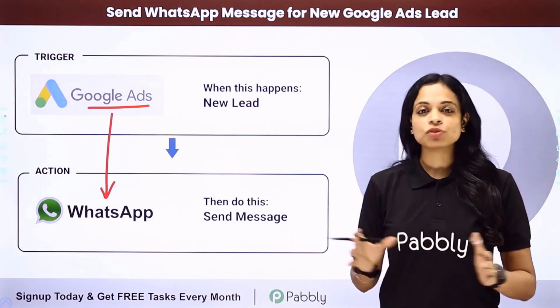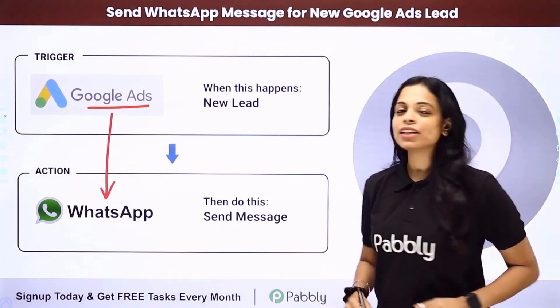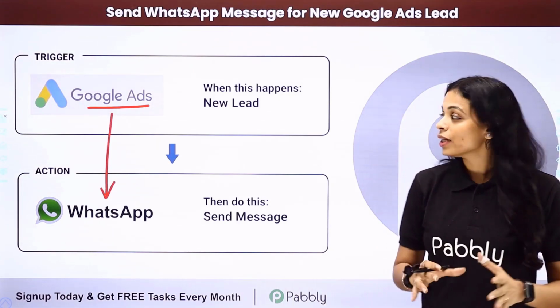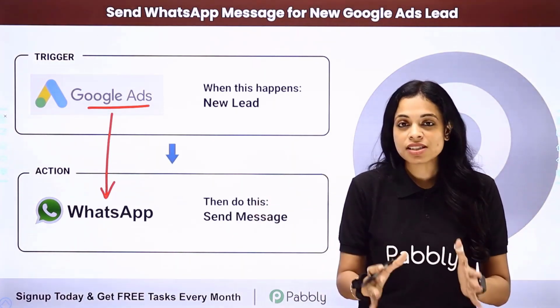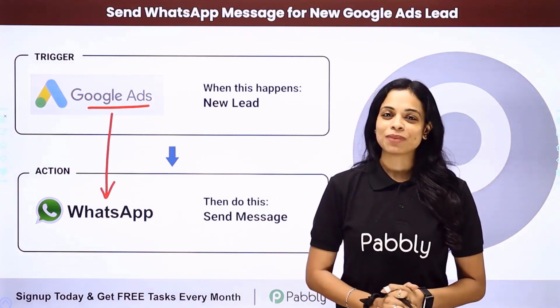Here your trigger application would be Google Ads and your action application would be WhatsApp. Now how can you integrate and automate this entire process yourself? To understand that, let me take you to my screen.